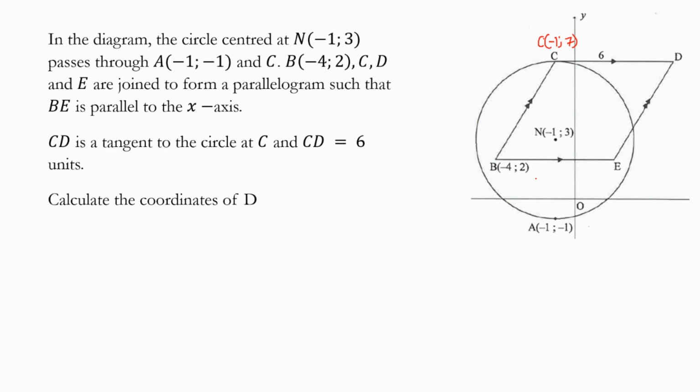BE is parallel to the x-axis, and CD is parallel to BE since BCDE is a parallelogram. So it means that CD is horizontal. CD and BE are horizontal because both of them are parallel to the x-axis. So now, if you check the coordinates of D here, what will change? It is the x coordinate that is going to change, but the y coordinate will not change.